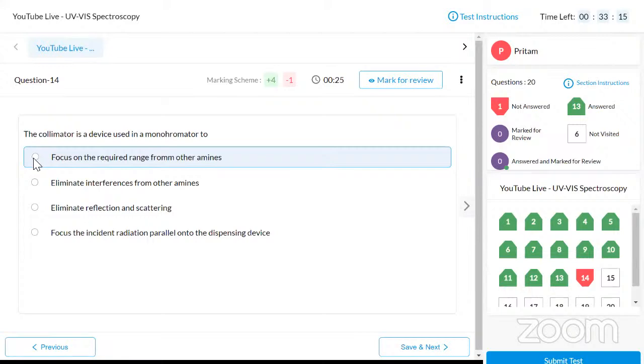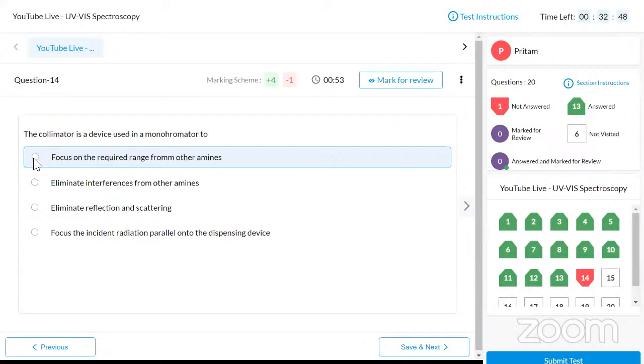Now we will approach this question by the elimination principle. So how are we going to eliminate the option? Option A is focus on the required range from other amines. Now, you know that the UV spectrophotometer is not exclusive for determining amines. So it is not the case that it will focus only on the required range of other amines. So option A is not your answer.